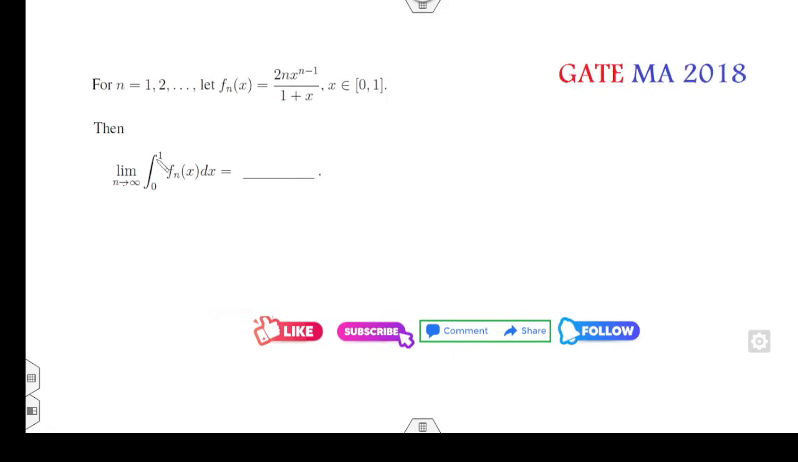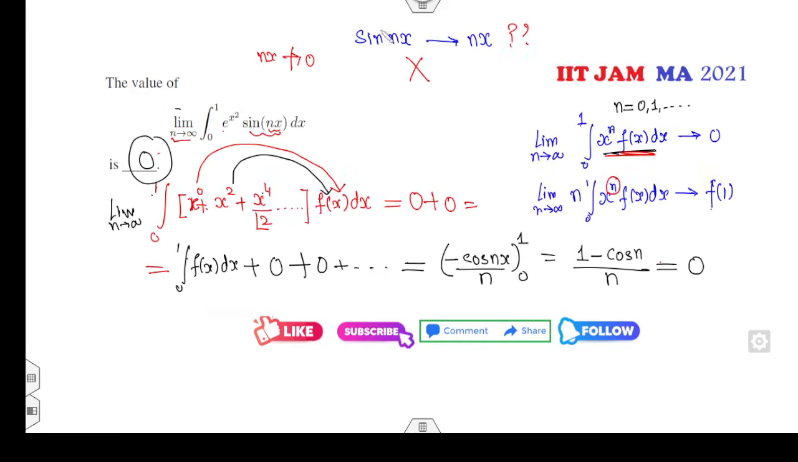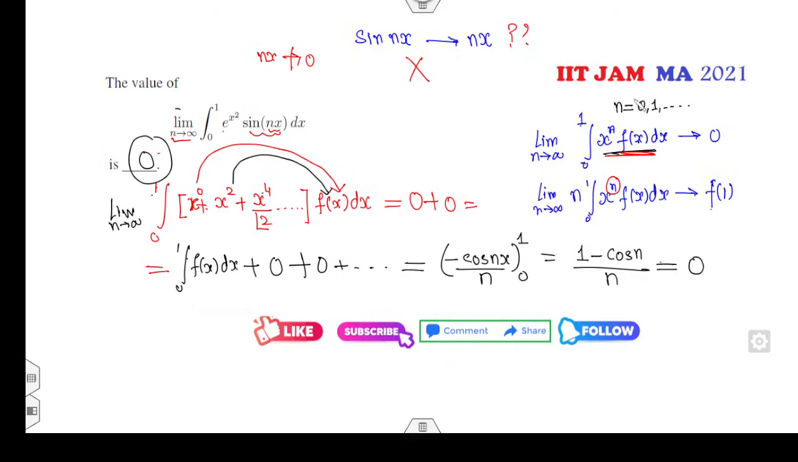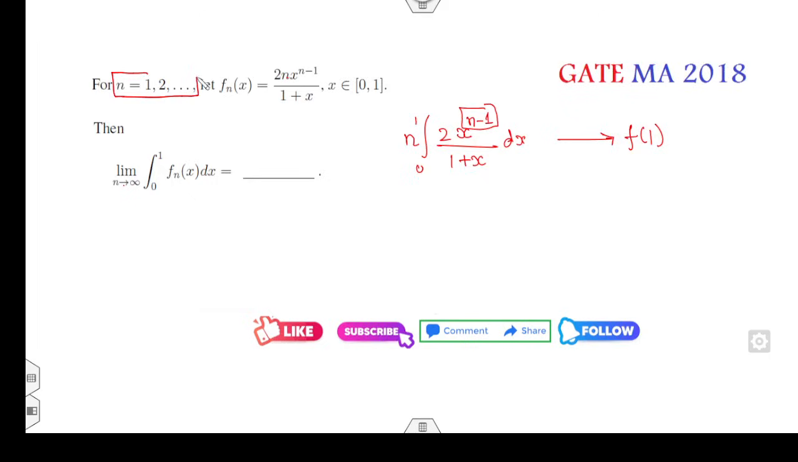Again you can see limit integration. So I can substitute the value 2, n I can take outside, x raised to power n minus 1 divided by 1 plus x. When will this value go to f of 1? Whenever the power is n only, but it looks like the power is n minus 1. But you can also check the domain. n must start from 0, 1, 2, 3, but in this case n starts from 1, 2, 3. Then what is the value of n minus 1? It starts from 0, 1, 2, 3 on. So that means this number is my f of 1.